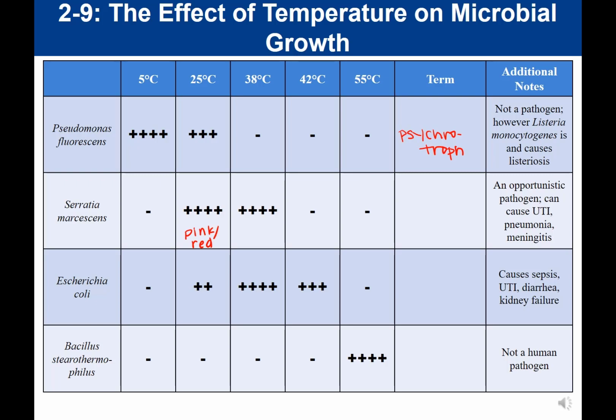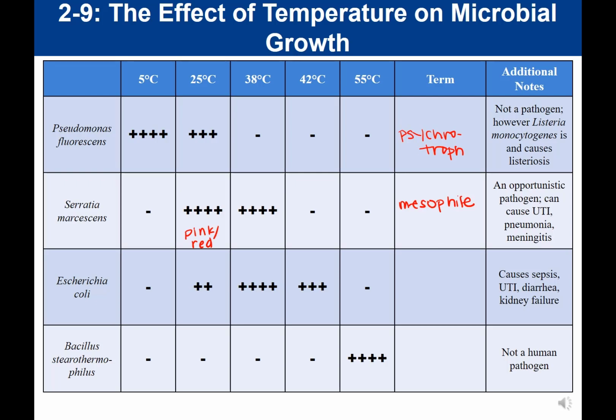So what would be the term for Serratia marcescens? So it can't be a psychrotroph because it does not grow at 5, but it grew at 38. So it can't be a psychrotroph. So that means that Serratia marcescens is a mesophile. So this is a mesophile or a moderate lover. Serratia marcescens is what we refer to as an opportunistic pathogen.